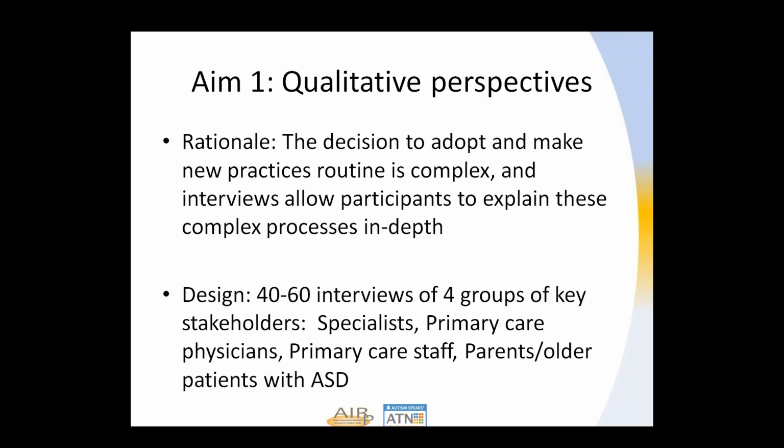For aim 1, the main method is a qualitative approach. Our rationale is that the decision to adopt and make new practices routine is complex, and interviews, versus other things like surveys, would allow participants to explain these complex processes in depth. So this is an approach where we are interviewing 40 to 60 people in 4 different groups: specialists, primary care physicians, primary care staff, and parents or older patients with autism spectrum disorders. We're aiming to do 40 to 60 interviews total.